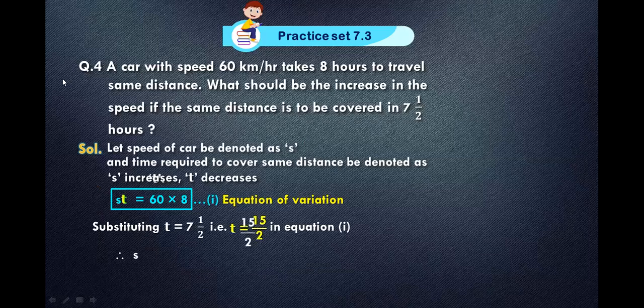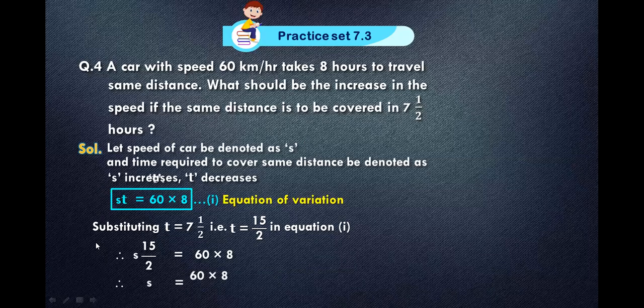S into 15/2 equals to 60 into 8. Now ask yourself, whose value we want to find? S. So we will shift 15/2 to the opposite side. So you will get S is equals to 60 into 8 as it is. Now remember, 15 on the left was multiplying in the numerator, so here it will divide, and the 2 which was in the denominator will go to the opposite side and become multiply by 2.